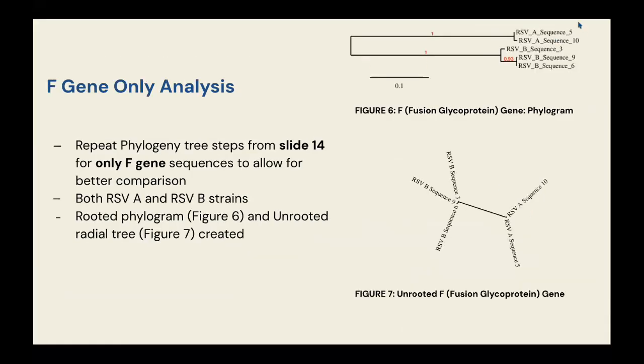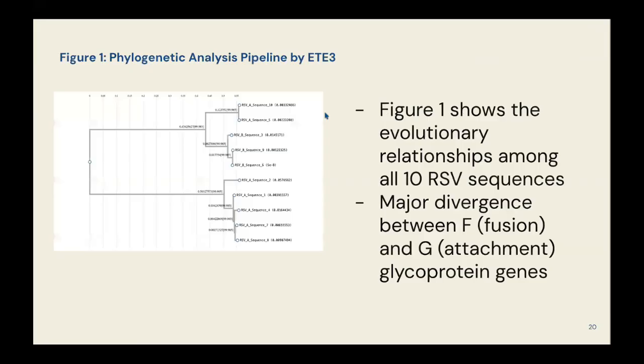We repeated the same steps for the F gene only analysis. Same thing, steps from slide 14, but only for the F genes. Both RSVA and RSVB strains were included here, and the rooted phylogram was in figure 6, and the unrooted was in figure 7. So, results and discussion.